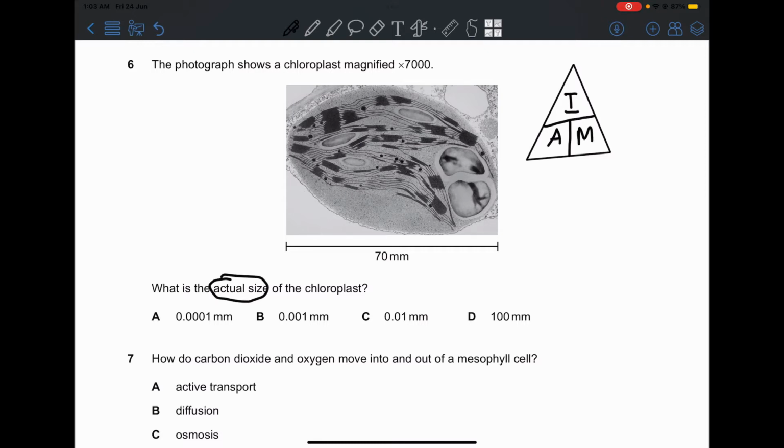Now the actual size, in order to get it, we're going to divide the image size over the magnification, and they gave us that the image size is 70 millimeters and the magnification is 7,000. So we're going to be dividing 70 over 7,000. That is going to give us 0.01. C.